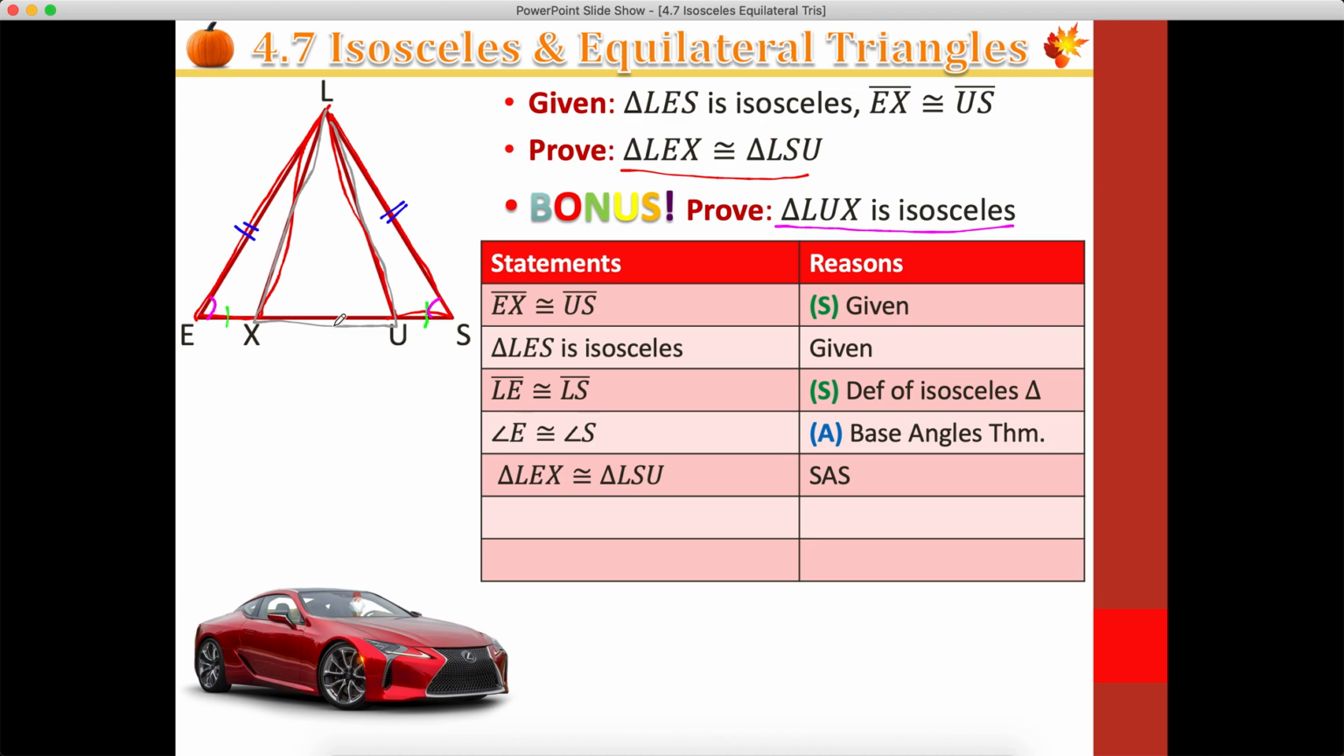We could probably guess that XU here is going to be the base. So how do we demonstrate that the other two sides are congruent to each other? Well, LX and LU happen to both be corresponding parts of these other two triangles that we just showed are congruent. So we could do some CPCTC stuff. They are corresponding parts of congruent triangles, therefore they are congruent. And now because this middle gray triangle has a pair of congruent sides, that means by definition it is isosceles. And to wrap things up, look who's driving the car.